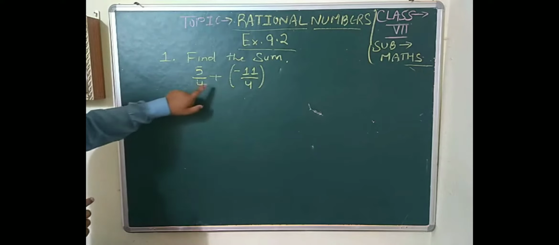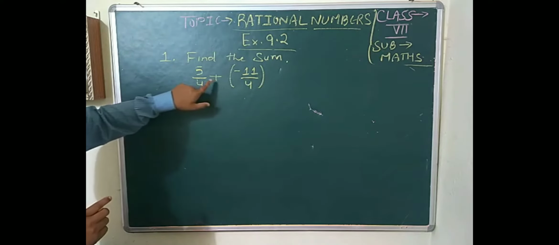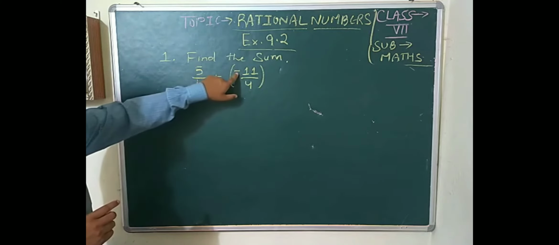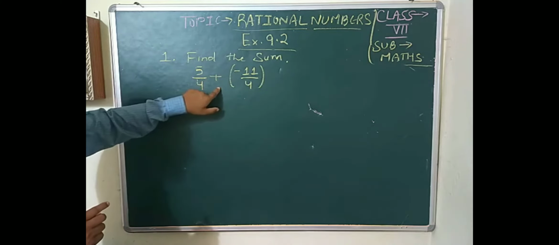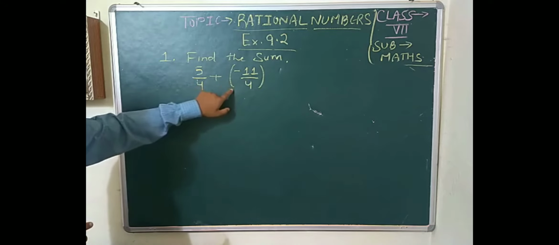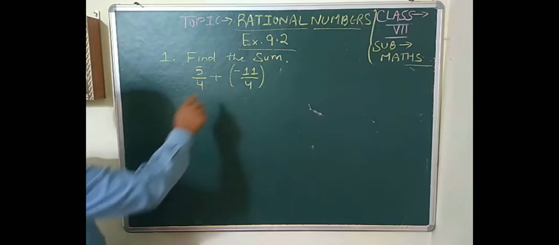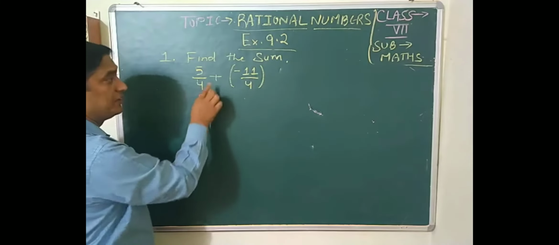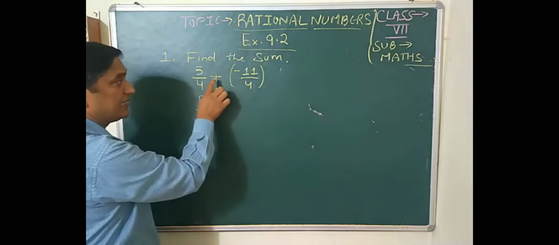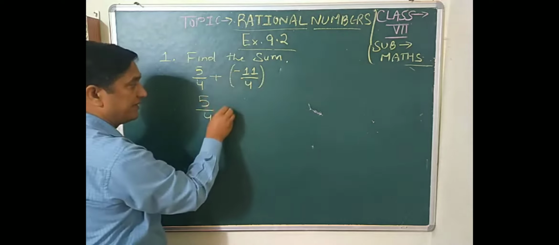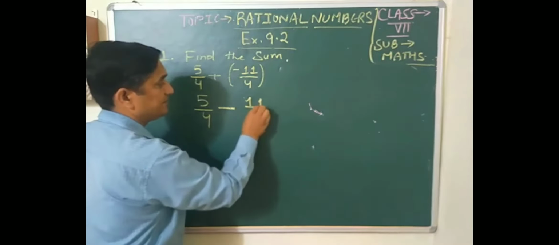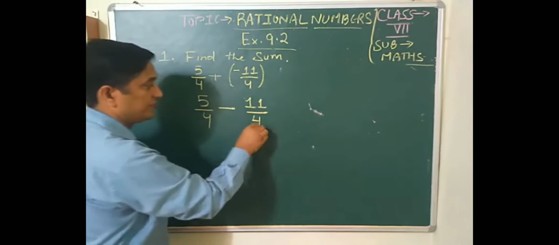Children, first of all, what do we have here? A plus sign, then this bracket. Bracket means multiply, and then this negative. The first step is to remove the bracket according to BODMAS. Remove it, and it becomes 5 upon 4 plus minus. If we multiply plus by minus, we get minus. And this is 11 upon 4.